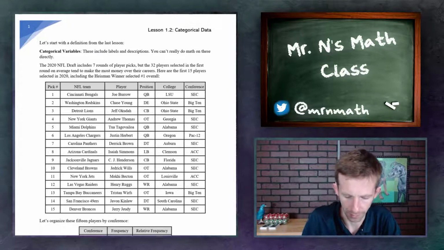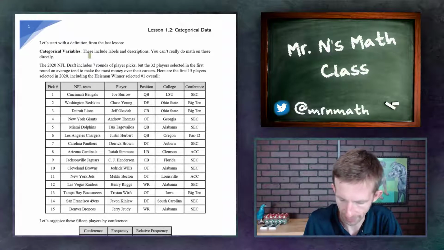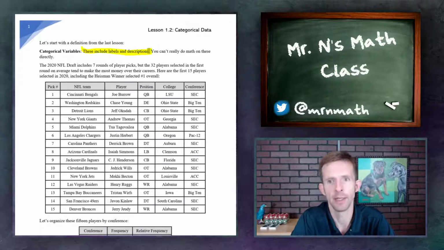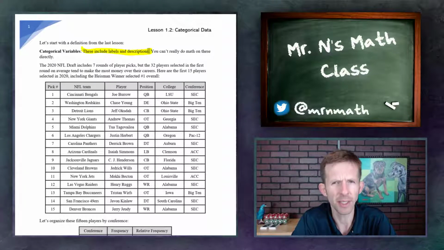So categorical variables, as we talked about in the last lesson, include labels and descriptions. And you can't really do math on them directly. We're going to have to shift some things around in order to do math on them. So let's start with the 2020 NFL draft, and we've got the top 15 draft picks listed below.